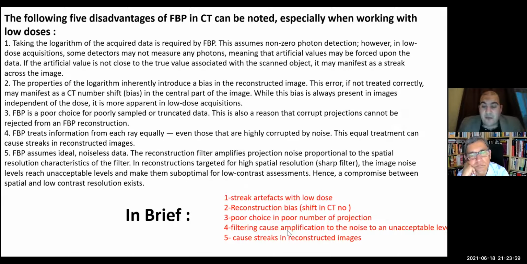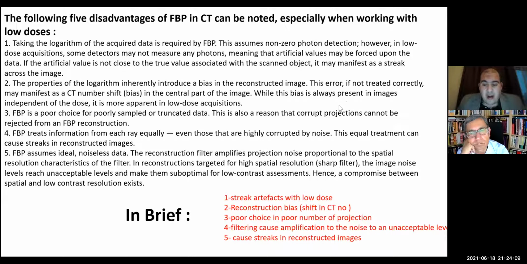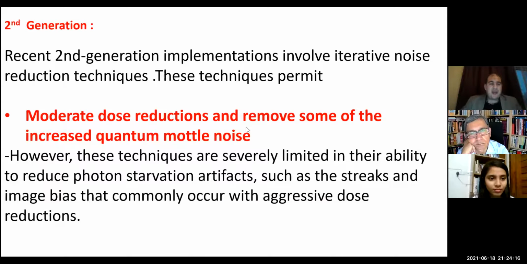Sometimes a filter like a sharpening filter is used with filter back projection. If you want to get a bone image, for example, you are amplifying the noise to an unacceptable level, causing streaks in the reconstructed image. Now for the second generation, it uses iterative noise filtering techniques to reduce the dose, but only moderately, and removes some of the noise.